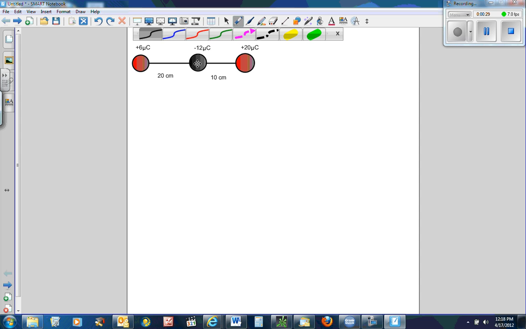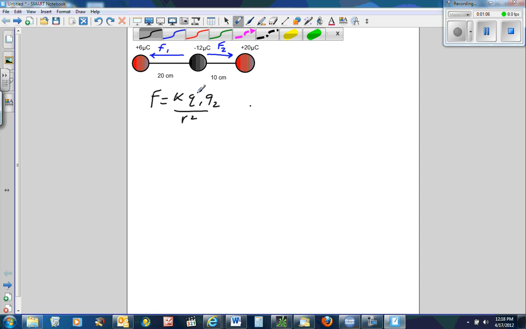Opposite charges, we have tug of war. So this one is pulling to the right, and this one to the left. That's F. Call that F1. And this one is pulling to the right. Call that F2. F1's negative because it's to the left. F2 is positive because it's to the right. What equation do we use? Well, we have to use F equals K Q1 Q2 over R squared.